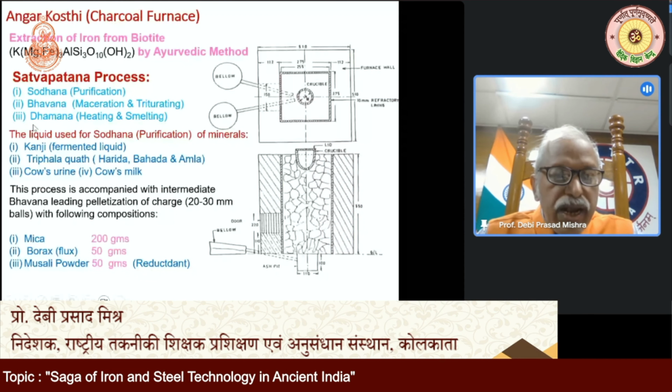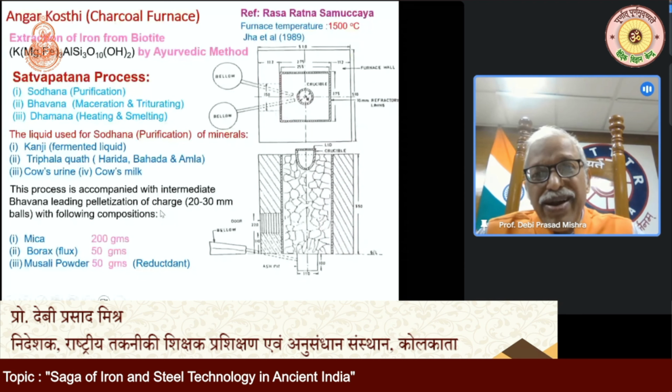And they use local materials like kanji, the fermented liquid, the tripala, quath, harira, bahara, amla, and then cow's urine and cow's milk. And this is a very beautiful process. You can get iron in even a few grams, which is not possible in modern times. So this is pelletization, where you can produce something like balls. And here the temperature could go to 1500, as Jha et al. have claimed. And this is from the Rasaratna Samuchay, the book.